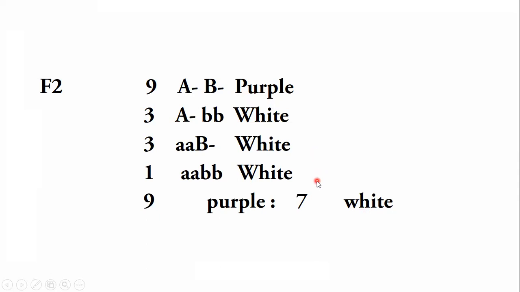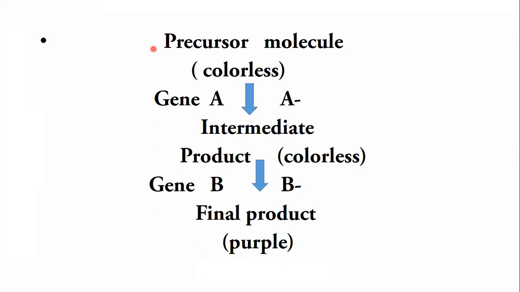So that is a complementary epistasis in which, if dominant alleles are present at both loci, then they can modify the effect. Here the picture is showing the mechanism of action of gene A and gene B in complementary epistasis. So we have a precursor molecule and that is a colorless molecule. If gene A is present with its dominant copy, that will convert the precursor into an intermediate product and that is also colorless.